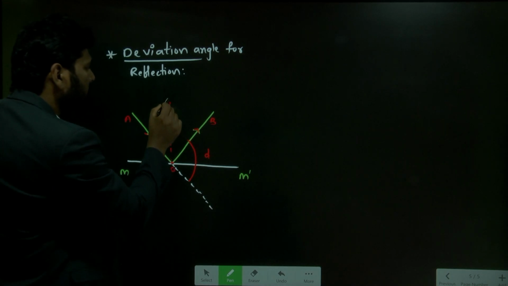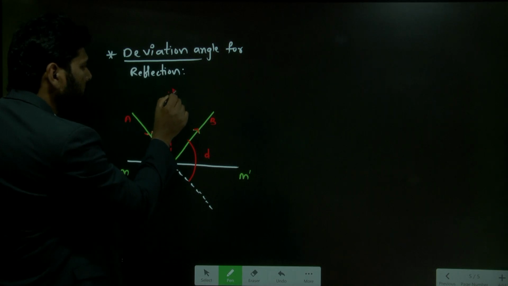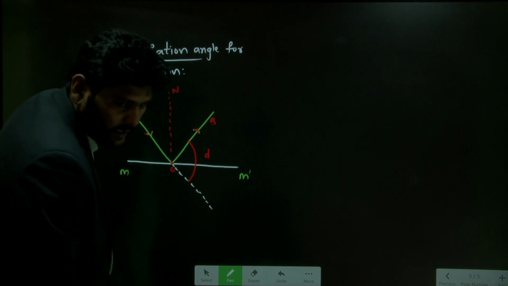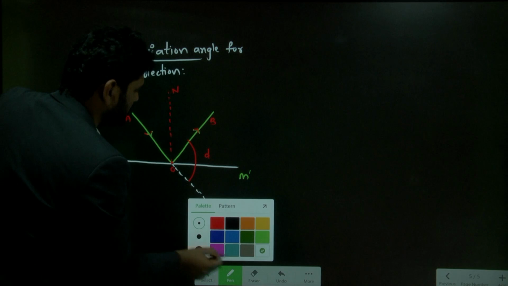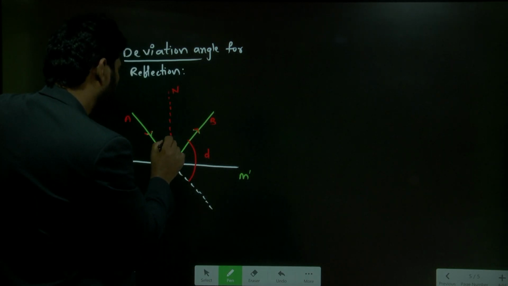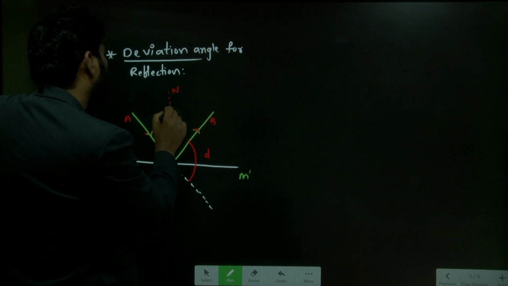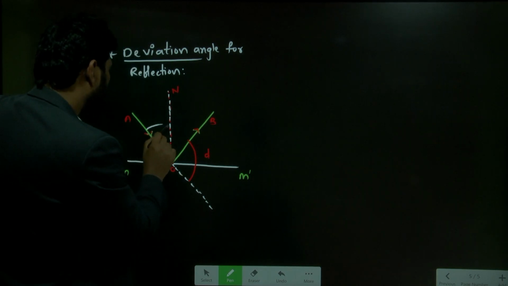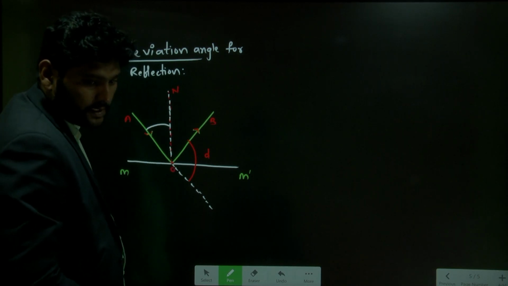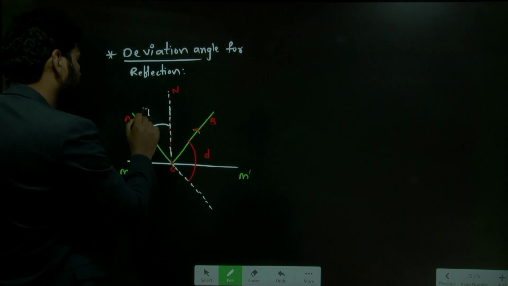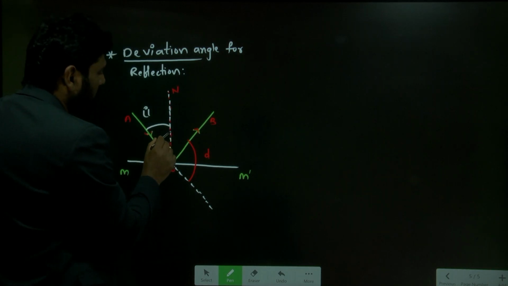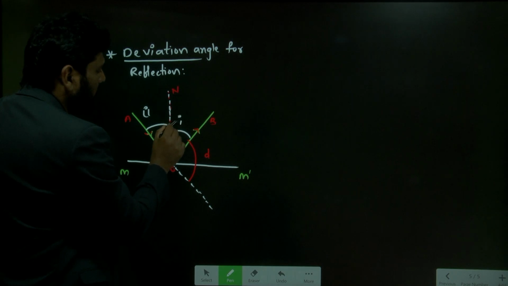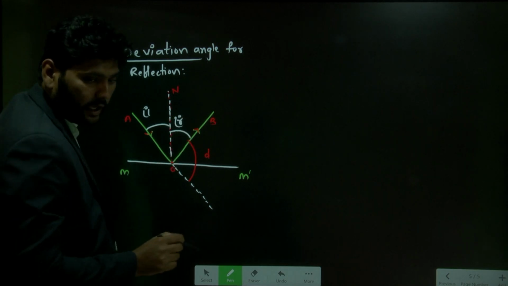Now, what is this here? This is your normal. Is it appearing? Yes, this is a normal. When this is the normal, what is this angle's name? Angle of incidence. What is this angle's name? Angle of reflection.